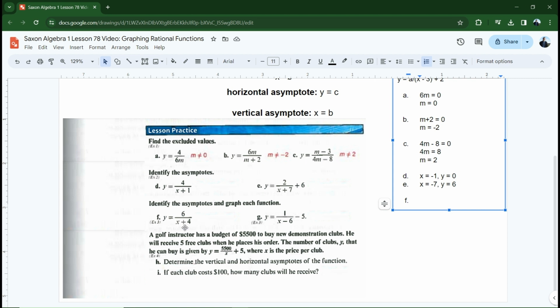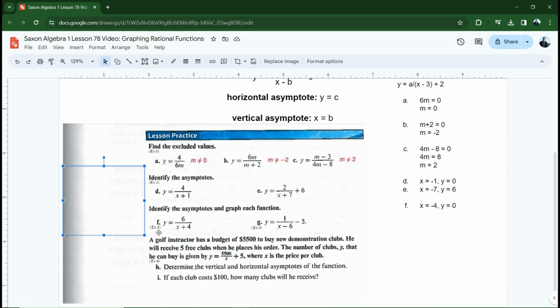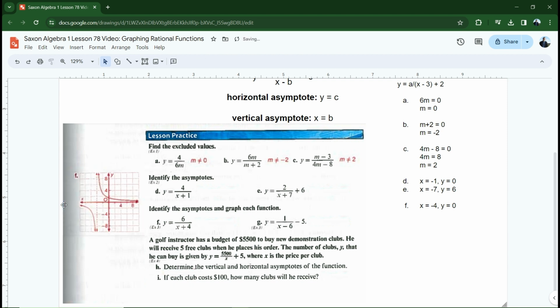So as I'm looking at letter F, I realize that I'm going to have asymptotes at x equals -4 and y equals 0 because there's no c term, so y equals 0. Now, I could draw in the asymptotes first and then draw the curved lines on either side of the asymptotes, or I could plug in a bunch of values. I could plug in -6, -5, -3, -2, -1, 0, or something like that. I'm going to get a graph that looks something like this.